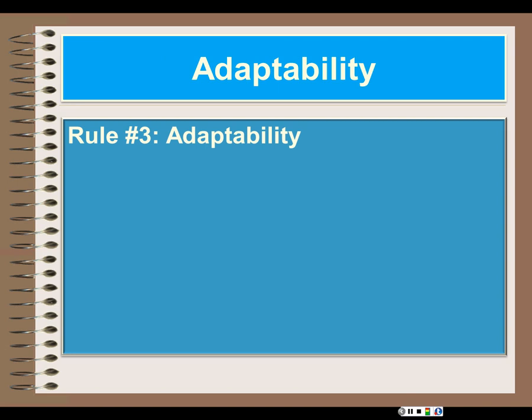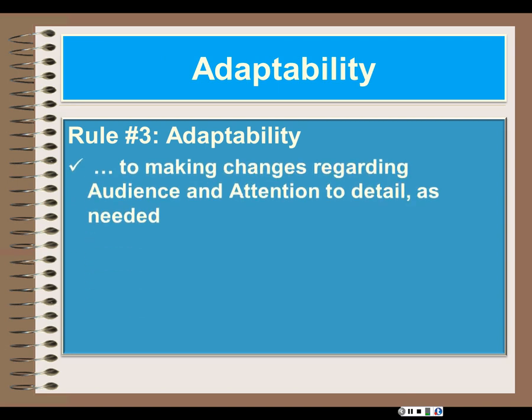Now, rule number 3 is adaptability. So, once you go through your museum or your institution and you're working with other people, but we're assuming maybe by this time you're associate director or director or whatever, are you adaptable to making changes regarding audience and attention to detail as needed? Your audience needs are going to change.